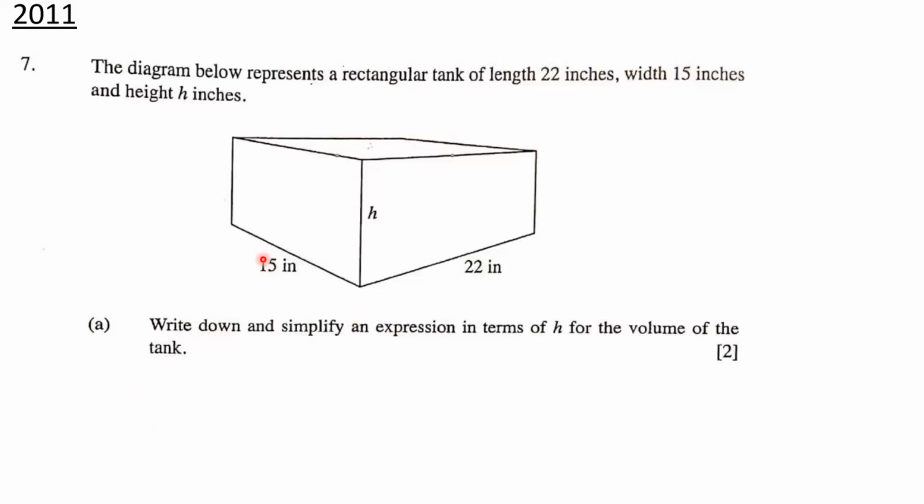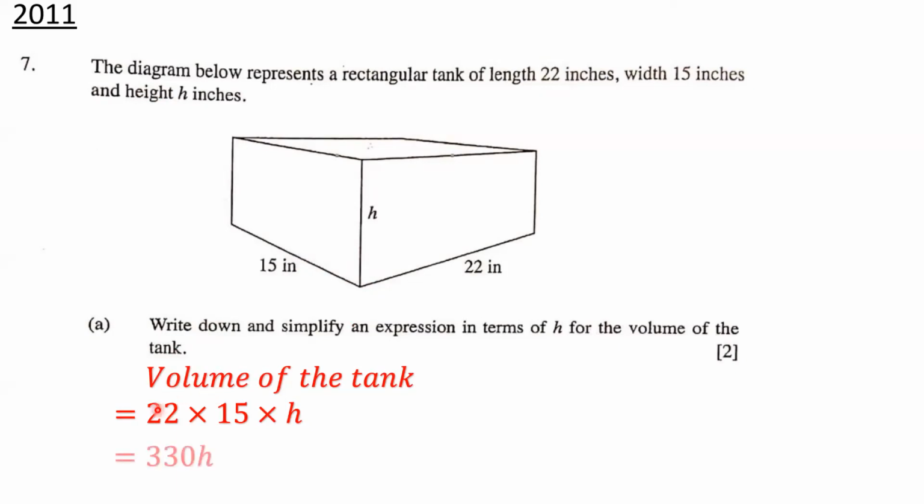So how are we going to get the volume of the tank? Well, we have to remember that this is a rectangular tank. And so the volume formula is length times width times height. So it's going to be 22 inches times 15 inches times the height, which is h. So length times width times height. What is 22 times 15? 22 times 15 is 330, so we have 330h.